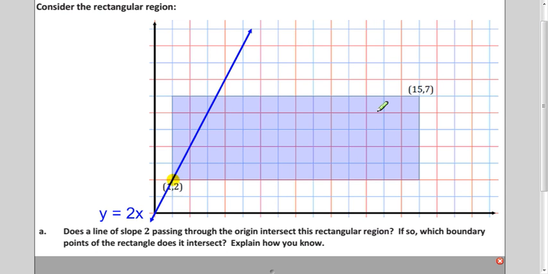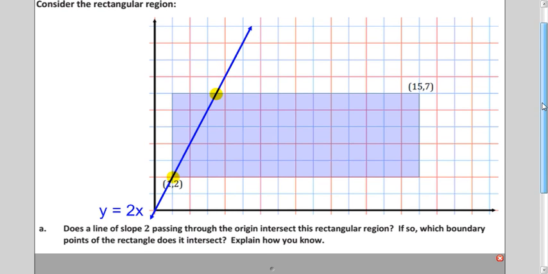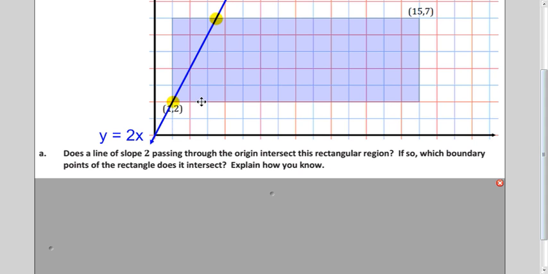And we can also double check that. And it looks like it hits right in between 3 and 4 over here. So hopefully it's 3.5, and we can double check that with some algebra. So how can we verify these? Well, here we have the line.